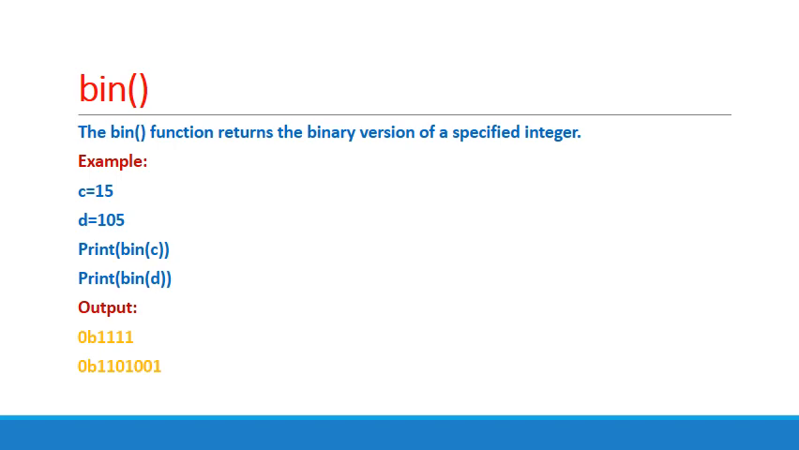Next, bin function. The bin function returns the binary version of a specified integer. And here the result will always start with the prefix 0b. So we will get the binary value for 15 and 105 in the output prefixed with 0b.